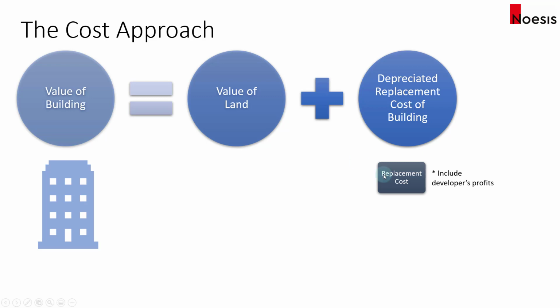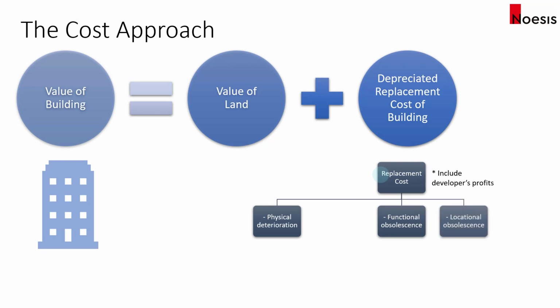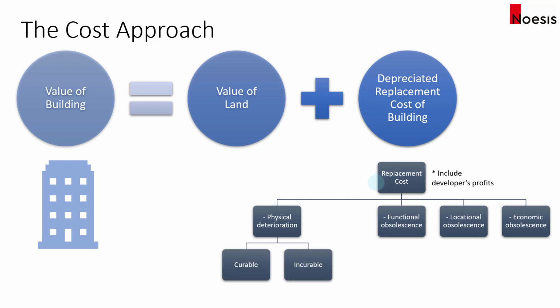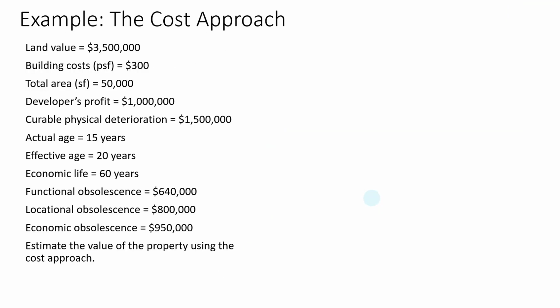We will then apply adjustments to this replacement cost. So what we will first do is we will subtract the physical deterioration, and then we can have functional obsolescence, locational obsolescence, and economic obsolescence. So all these are subtracted from the replacement cost. Under physical deterioration, we can have curable and incurable physical deterioration. And under functional obsolescence, you can also have curable and incurable functional obsolescence. Now let's look at an example.